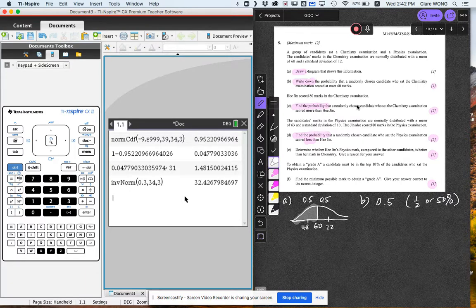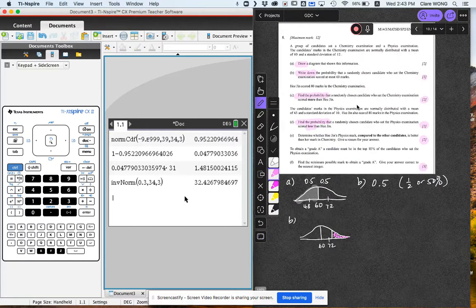Part C. Hyun-jin scored 80 marks in the chemistry one. Find the probability someone scored more than him. 60, 72, 80 about there. And we want it to be more. Remember what I said about it being cumulative only from the left to the right. So in order to figure this area out, we need to do cumulative from, actually your calculator does it for you. Forgot about that, so scratch that.